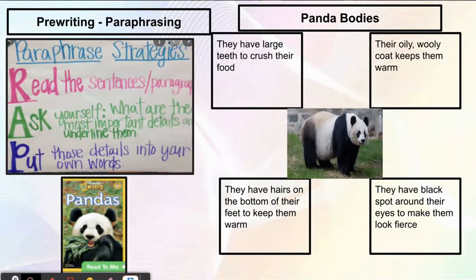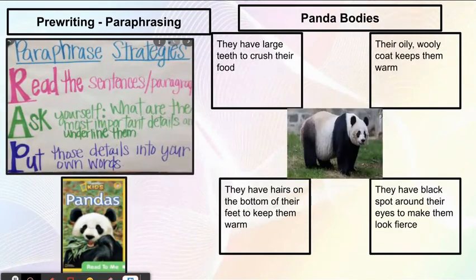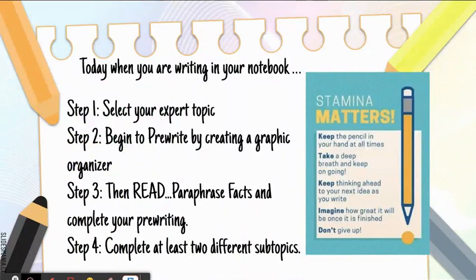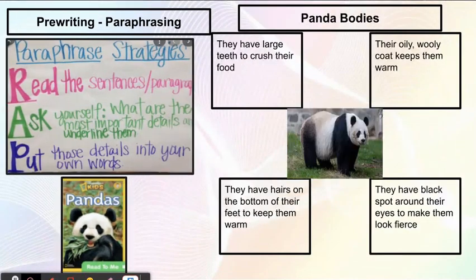Here I did panda bodies. And here I did interesting facts about pandas, right? So after I read, I put in my own words, facts that I found in the book about pandas. And you're going to complete at least 2 different subtopics. So just like I did here, panda bodies and interesting facts about pandas. All right, boys and girls?